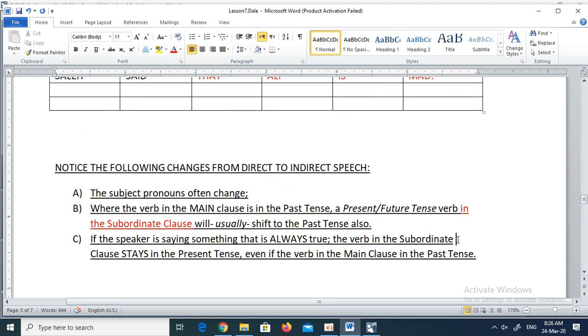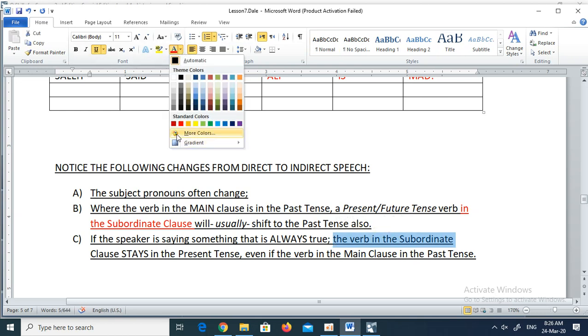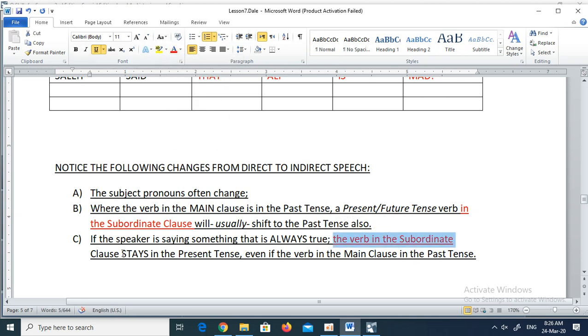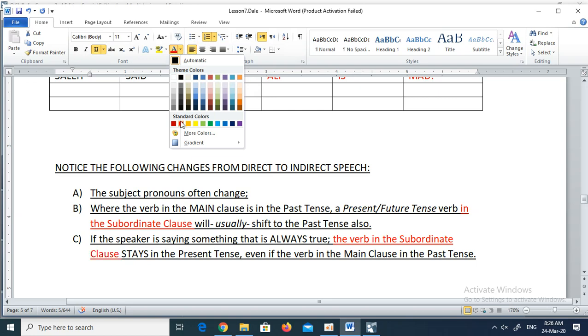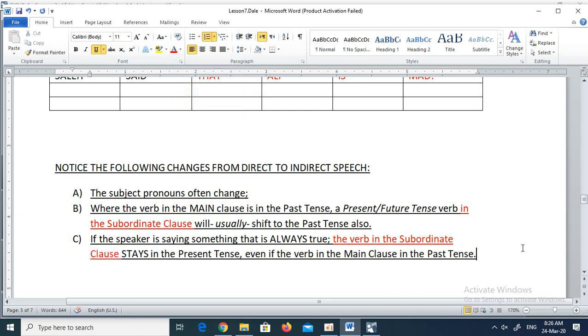If the speaker is saying something that is always true, then very often the verb in the subordinate clause will stay in the present tense, even if the verb in the main clause is in the past tense.